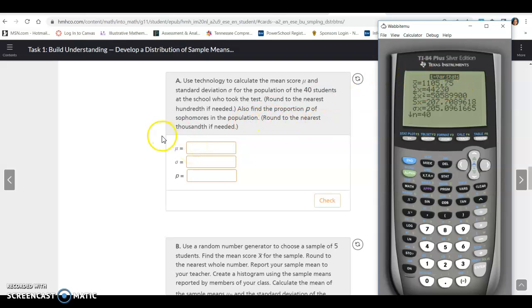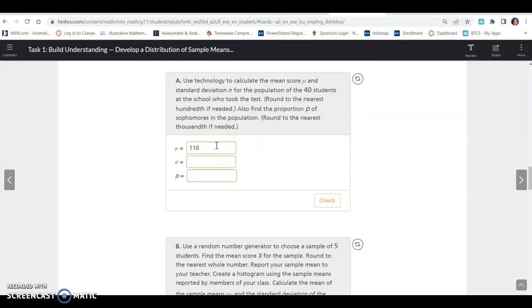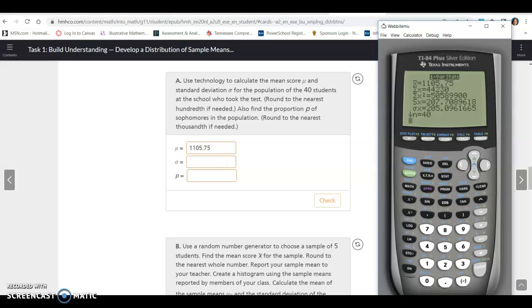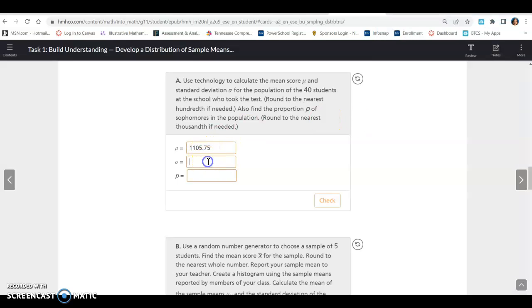1105.75. It says round to the nearest thousandth if necessary. So 1105.75. All right, standard deviation is 205.096. And since we're rounding that to the nearest hundredth, we're going to round that to 205.10.